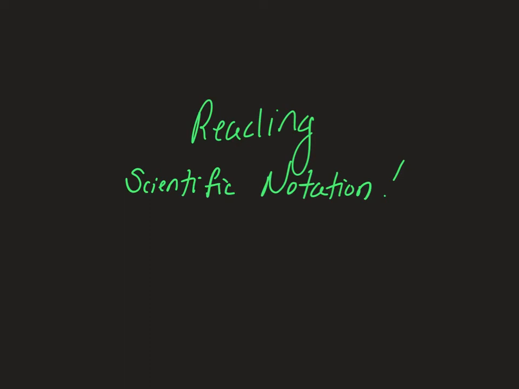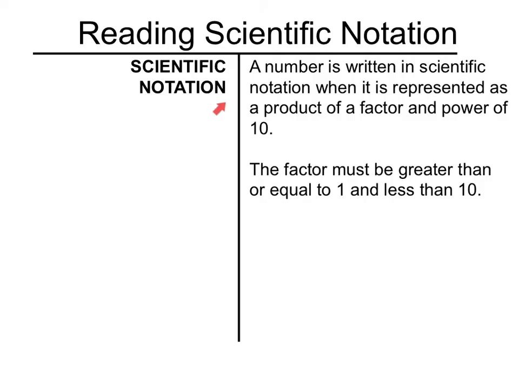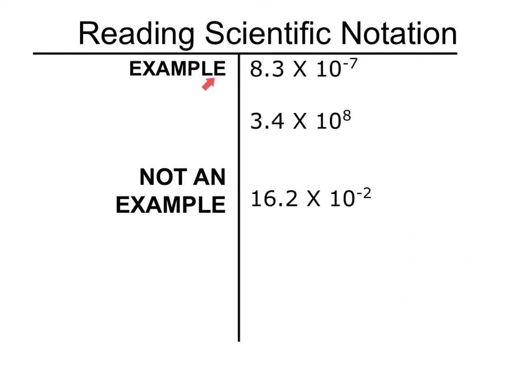In this video, we're going to talk about how to read scientific notation. So what is scientific notation? It's a way to represent very large and very small numbers as a product of a factor and a power of 10. The factor must be greater than or equal to 1 and less than 10. Here are some examples of scientific notation.